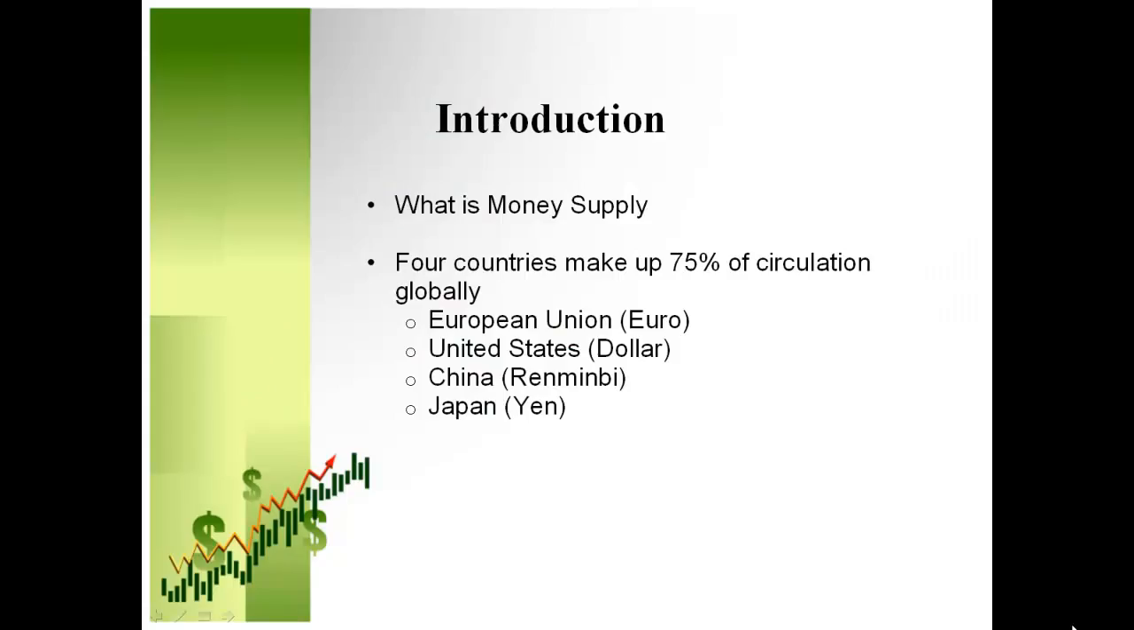Money supply or money stock can be defined as the total amount of money available in an economy at a particular point in time. 4 countries make up 75% of the total money in circulation globally.